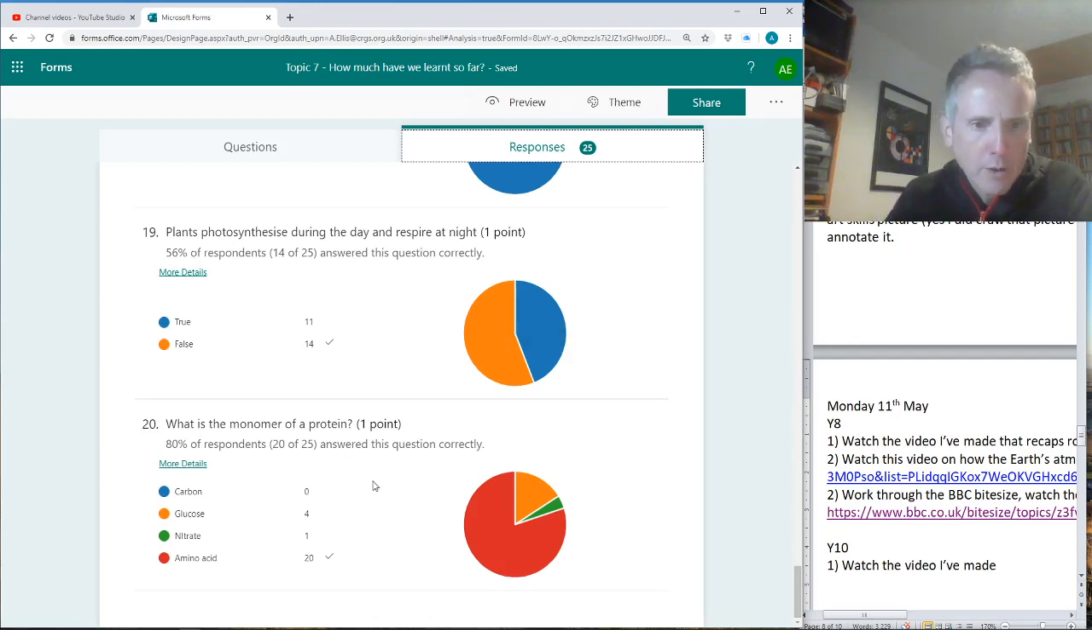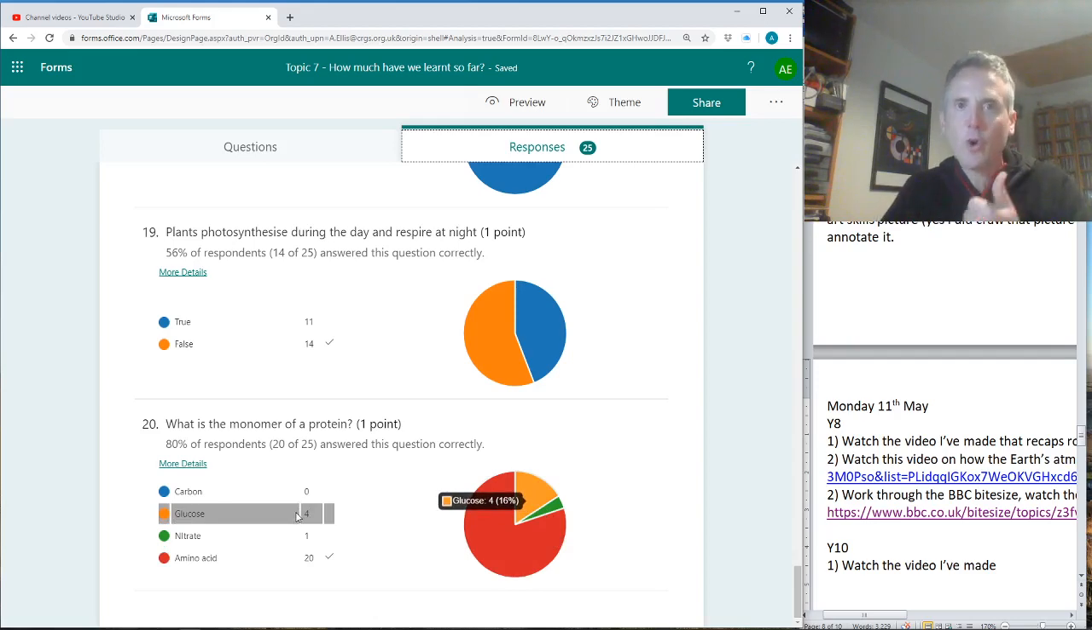And lastly, what's the monomer of a protein? Just chucked it in. It is amino acids. Well done, the 20 of you. Glucose is a monomer of starch or glycogen or cellulose. We've met cellulose, cell walls. We've met starch as well. We haven't really met glycogen yet because that's what we store.